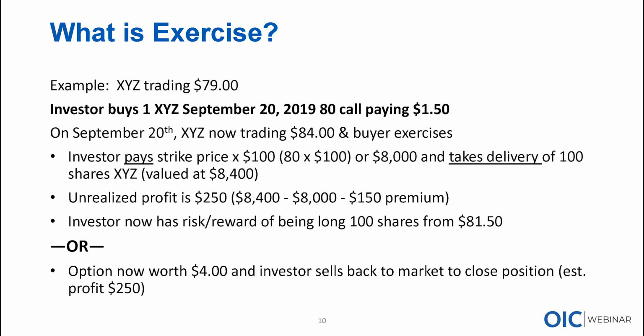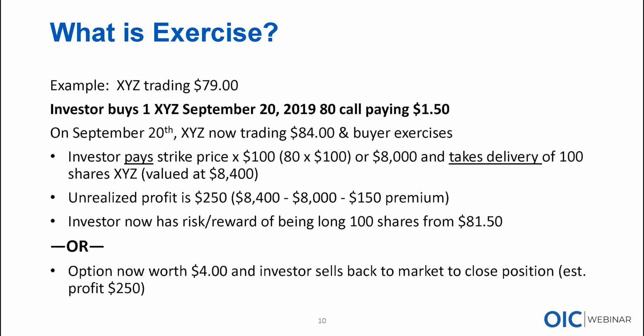That's simply going to be the value of the shares that they obtained minus the exercise value that they paid, the $8,000 that they paid to get those shares, minus the $150 premium that they paid up front. So that gives them an unrealized profit of $250. And the reason I say unrealized is because they currently own those shares.